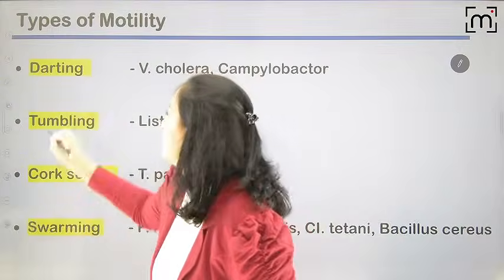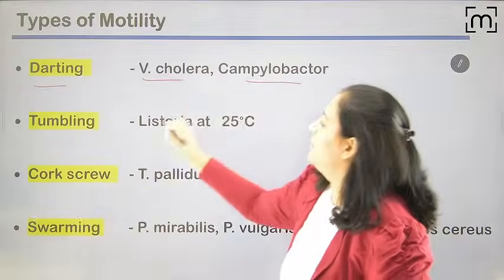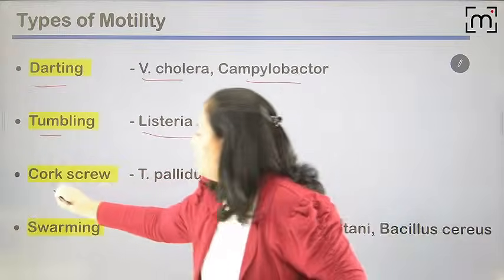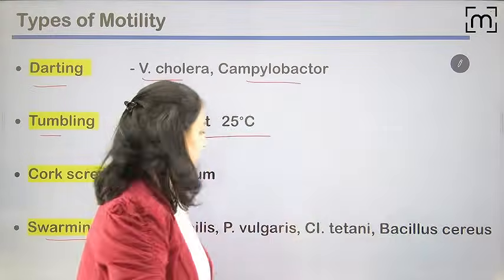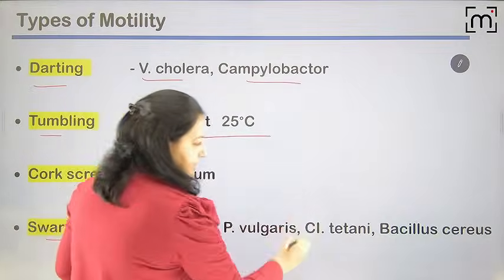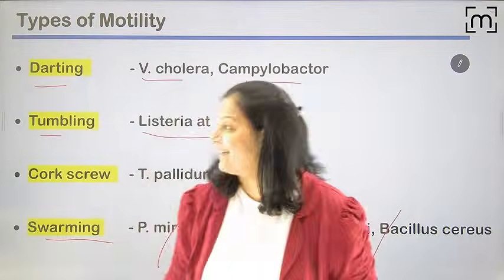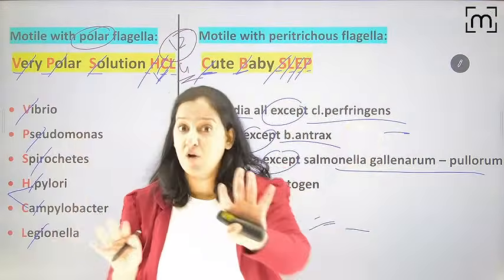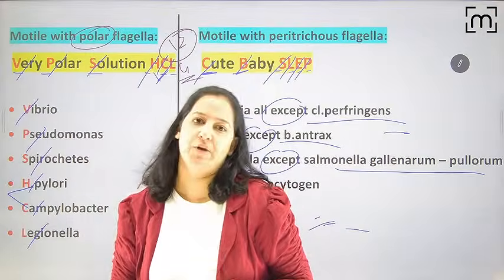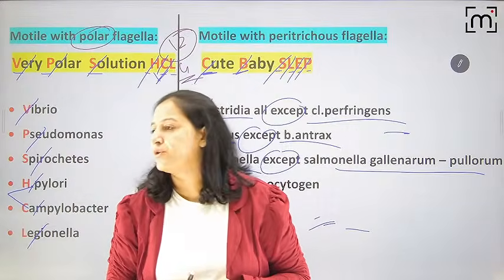Learn the list, people. Learn darting. Learn tumbling. Learn corkscrew. And learn the swarming. Swarming is shown by 3 bacteria: P, C, B. Better, you mark it over here only. The 12 bacteria, mark 4 of them, the ones which have unique motility. And it will be easier for you to retain.